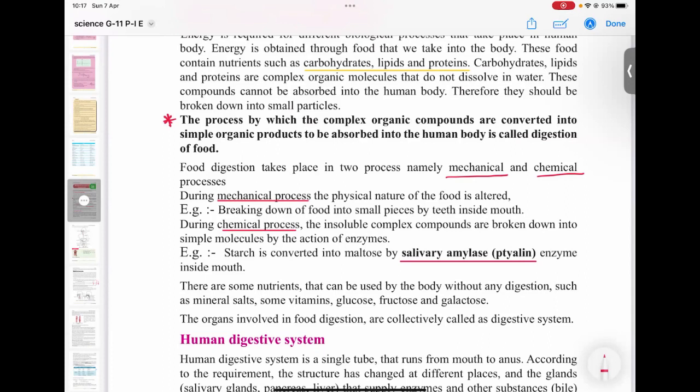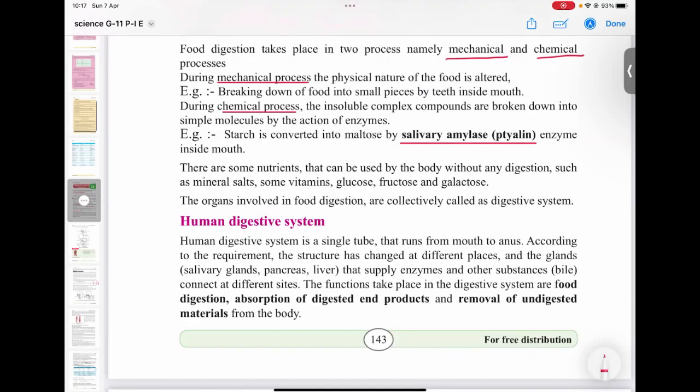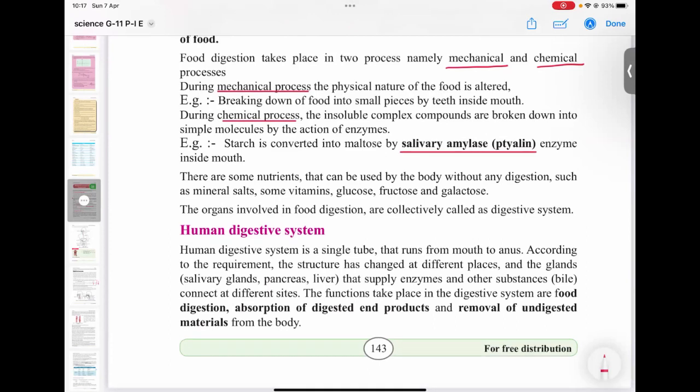And also, there are other nutrients, like some vitamins, mineral salts, glucose, fructose and galactose. They are very tiny particles. They are already simple, so they can be easily taken into our body. Now this is the general idea. Whatever helps in digestion, we call the digestive system.